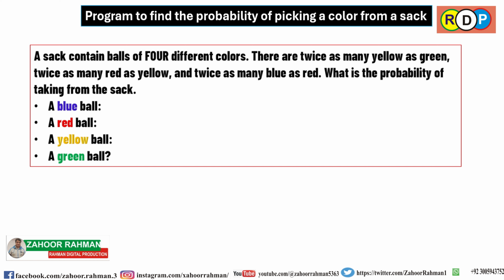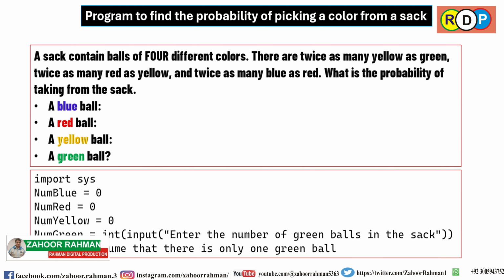Now let's solve this problem through Python. First of all, I am importing a module which is called sys, and I am importing this module for changing the color of the text. By default, the color is white with a black background, but if we want to print in different colors, that option is available in the sys module. So we have to import that first. Understand it.